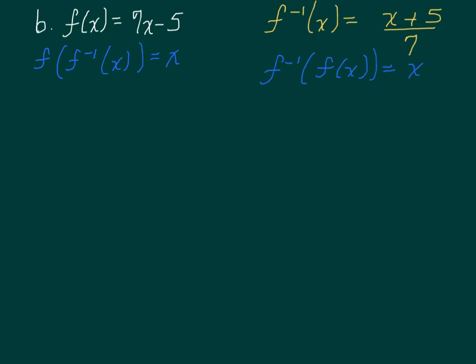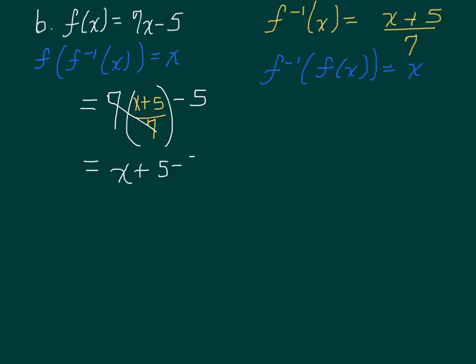Okay, for example B, we are going to verify that the inverse that we found is truly indeed the inverse. So we're going to do f of inverse. So we're going to take our inverse function and plug it in for our f. So it's going to look like this. 7 times x plus 5 over 7. And we still have that minus 5. So this 7 and this 7 will cancel. And then I'm left with x plus 5 minus 5. The 5's cancel. And there's my x. So I verified the left side.